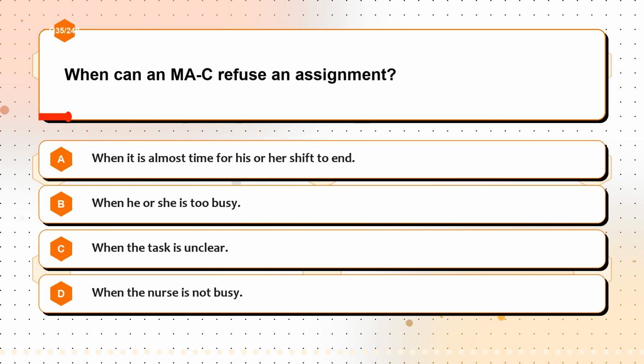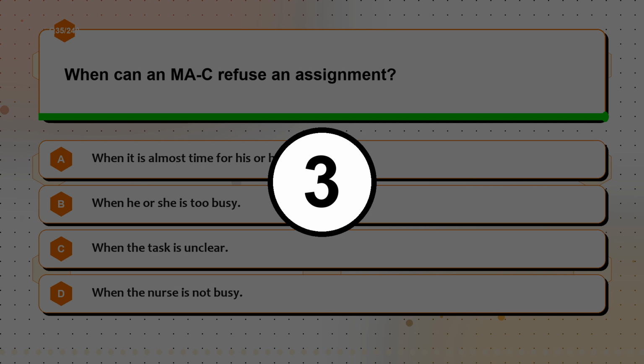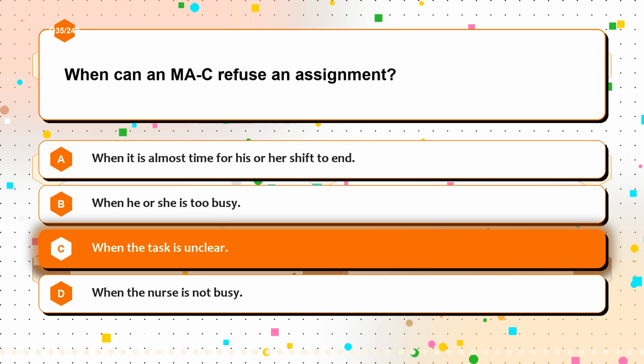Question 35. When can an MACE refuse an assignment? Here are the options. Option A, when it is almost time for his or her shift to end. Option B, when he or she is too busy. Option C, when the task is unclear. Option D, when the nurse is not busy. The correct answer is option C, when the task is unclear.